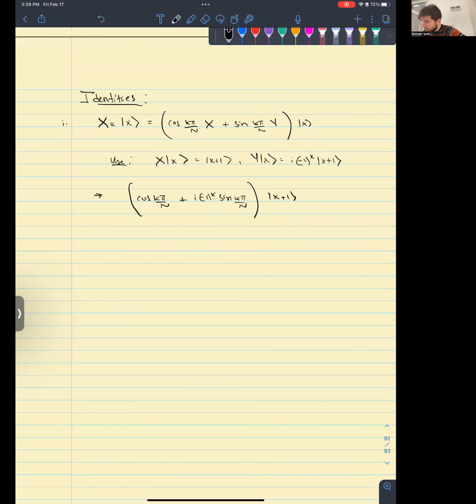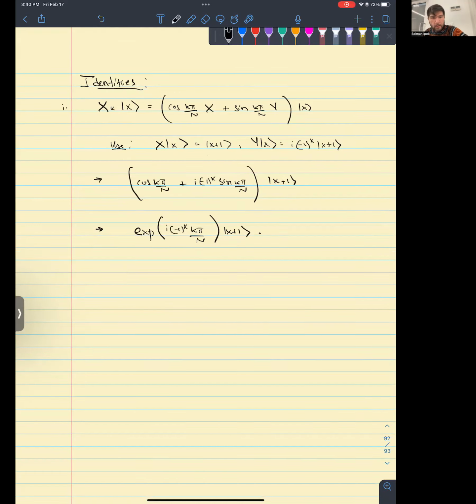And so we can see where this is headed, because essentially this is just going to give me the exponential of i (-1)^x k pi over n times x plus 1. So that's how one of these X_k's acts on a Z eigenstate.